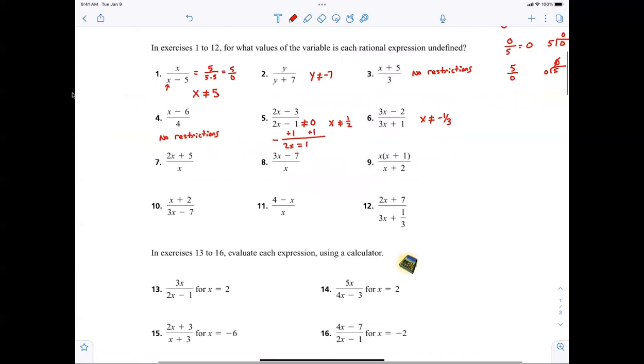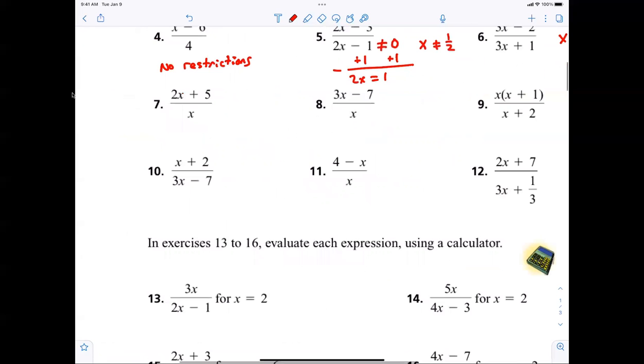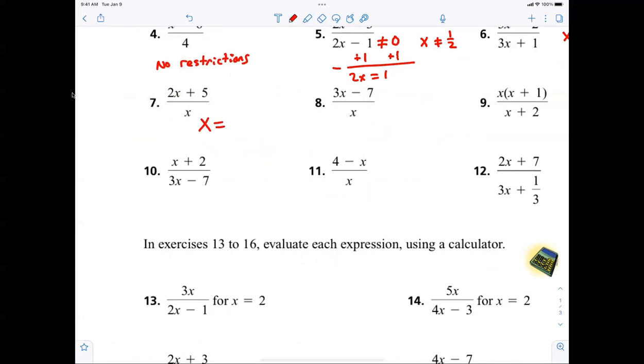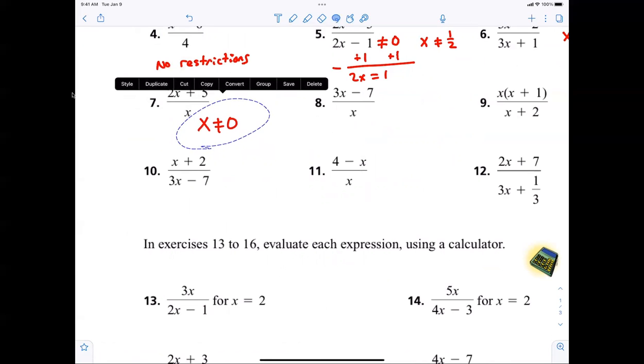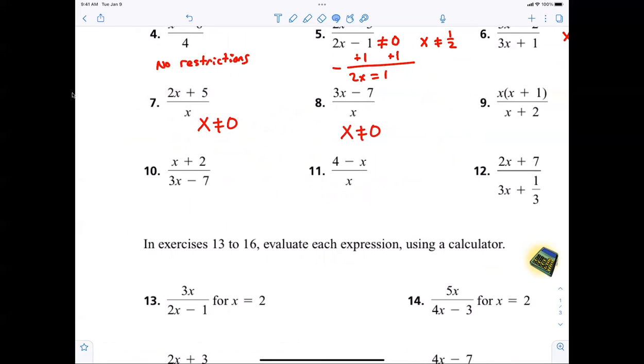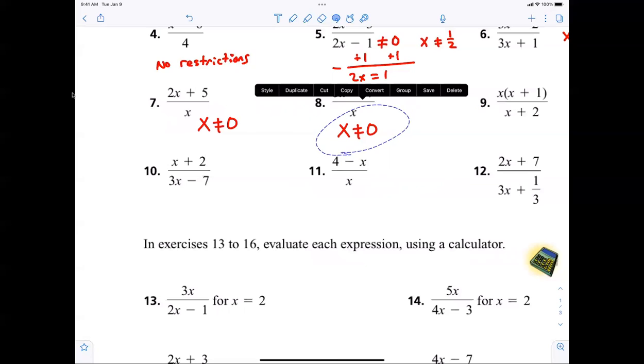Here we go. Number 7. X cannot equal 0. What about 8? Still, x cannot equal 0.